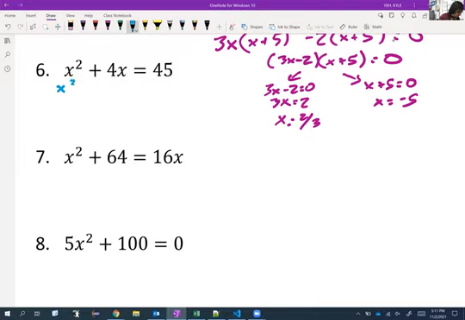First, make it equal to 0. X squared plus 4x minus 45 equals 0. Nothing to pull out, really. So I'll just set up my parentheses, my binomials. How do I get x squared? X and x. Two numbers that multiply to be negative 45, add to be 4.